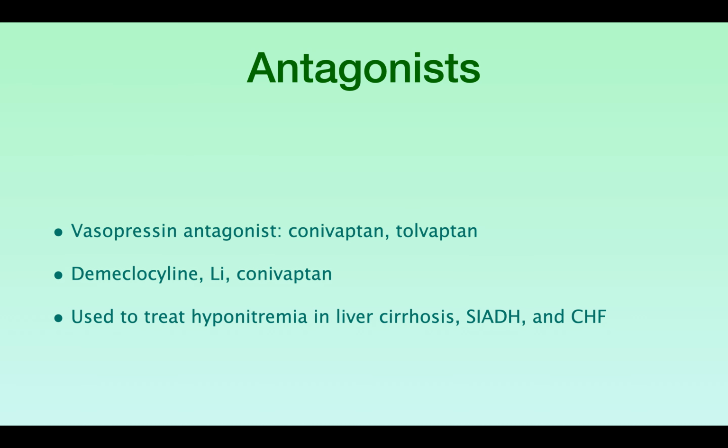Okay, so vasopressin antagonists, conivaptan and tolvaptan, demeclocycline, lithium, and conivaptan. So those antagonists are going to be used to treat the hyponatremia. So this is nothing to do with sodium loss. This is something to do with dilution in liver cirrhosis, SIADH, and congestive heart failure.